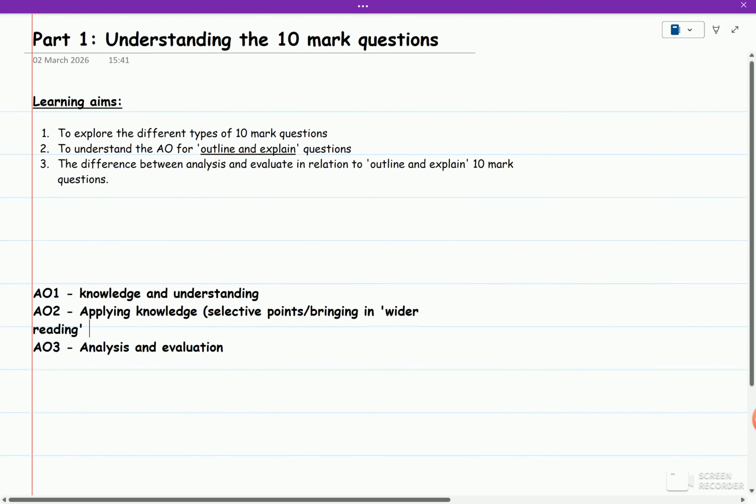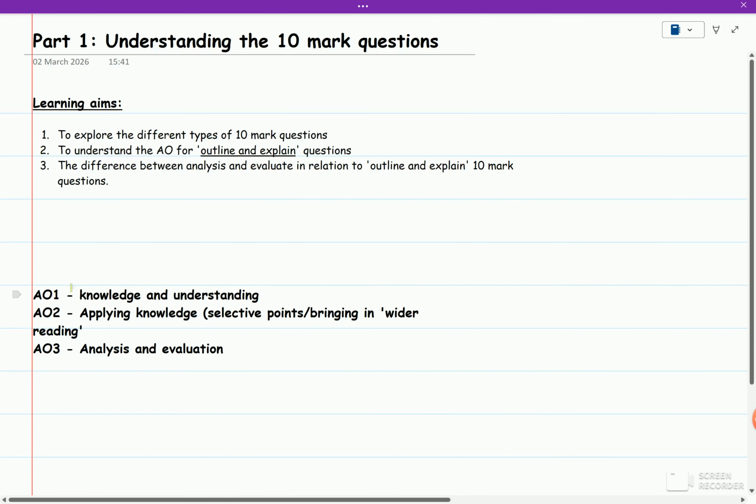So you can see here we have the AO1, AO2, and AO3 descriptions. AO1, knowledge and understanding. AO2, applying knowledge, and then in brackets I've got here selective points, bringing in wider reading. Again, I'll come back to that. And then AO3, analysis and evaluation. These by themselves don't tell us too much. It's important to know what they are, but what really matters is understanding how these are weighed in relation to your questions, to your 10 mark questions, and we'll get onto that.